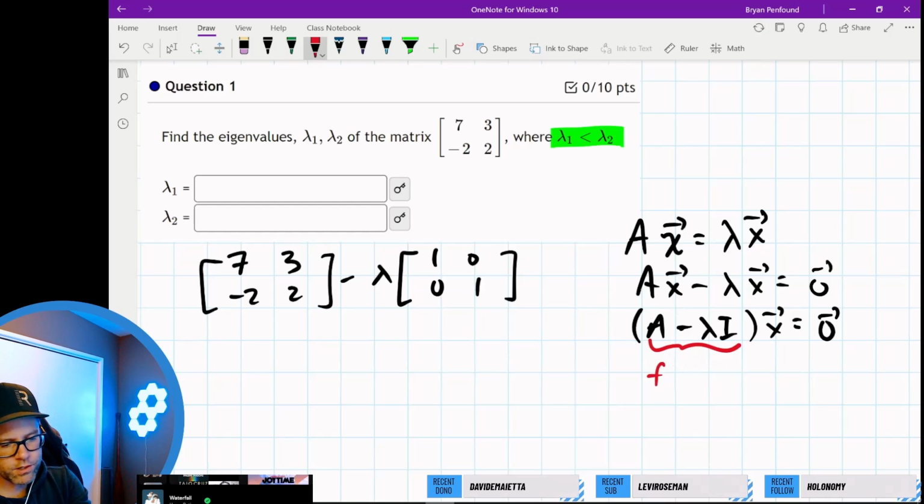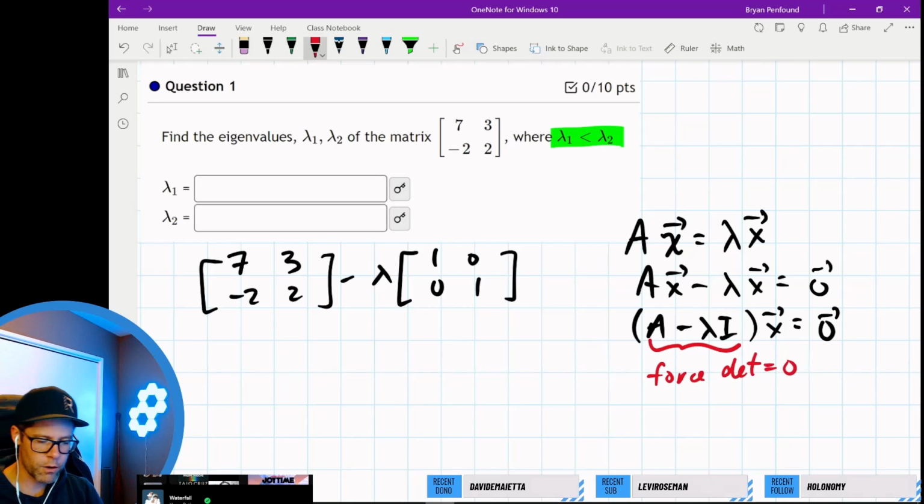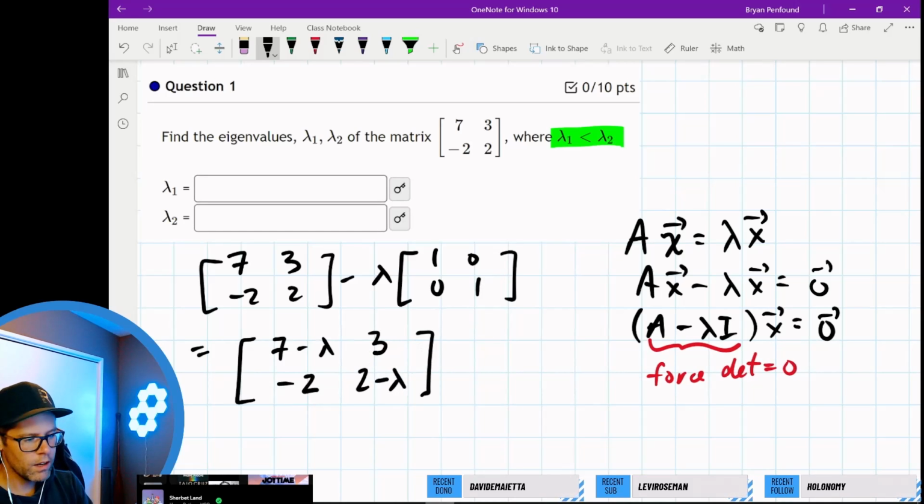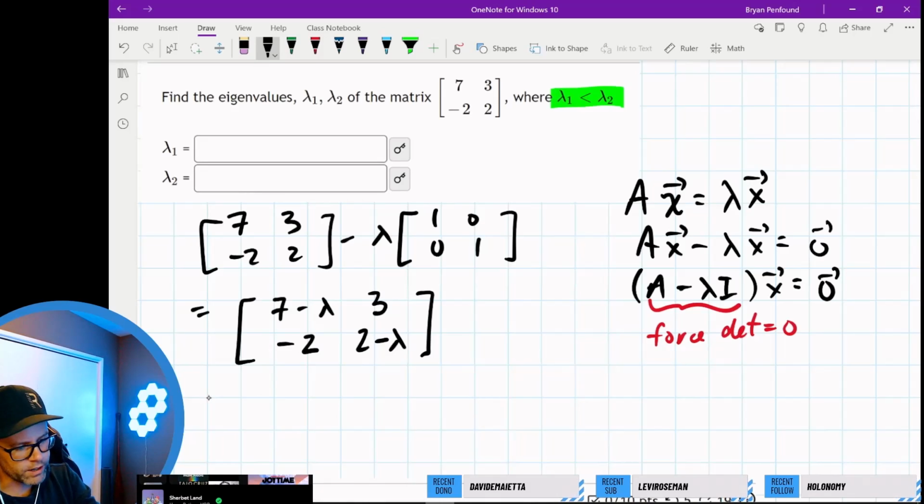And if we force the determinant of this to be 0, then we actually get the interesting solutions to the homogeneous linear system. The interesting solutions only happen when the determinant of this is equal to 0. So we're going to find this matrix, A minus lambda I. It looks like this: 7 minus lambda, 3 minus 0, negative 2 minus 0, and 2 minus lambda. And we're going to find the determinant of this matrix.